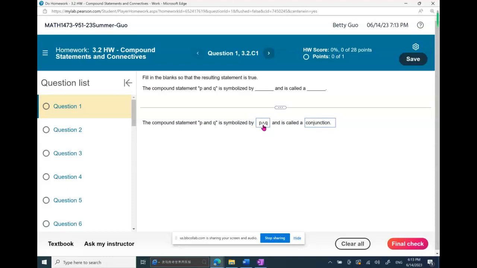The upside down V, this notation is called and. It is the and conjunction symbol. When we have that symbol connected to component statements, we have a conjunction compound statement. The compound statement P and Q is symbolized by P ∧ Q and is called a conjunction. So when I state those concepts, you should try to memorize. Okay, that is conjunction.